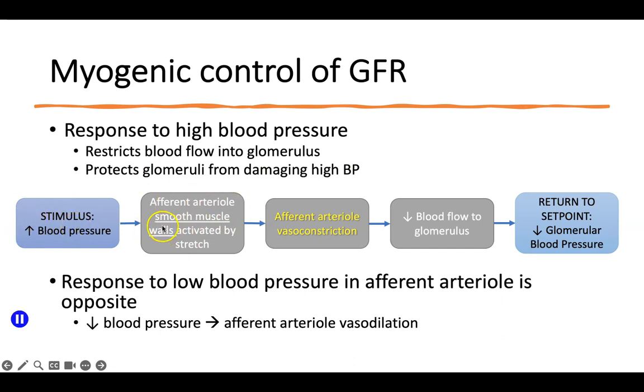So here we have the stimulus is high blood pressure. The afferent arteriole smooth muscle is going to get activated by stretch. That's going to cause the afferent arteriole to vasoconstrict, which is going to reduce the blood flow into the glomerulus and therefore reduce the glomerular blood pressure back to normal, hopefully. The myogenic response to low pressure is just the opposite of all of this. So lower blood pressure is going to lead to dilation of the afferent arteriole.